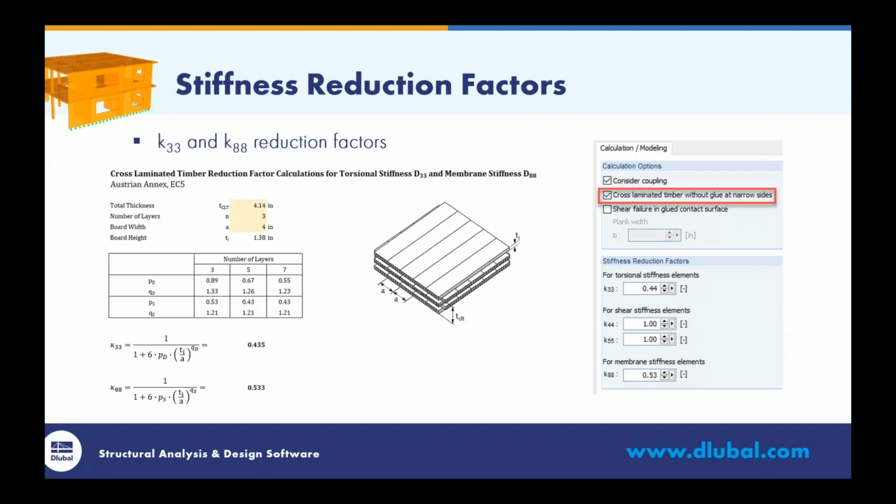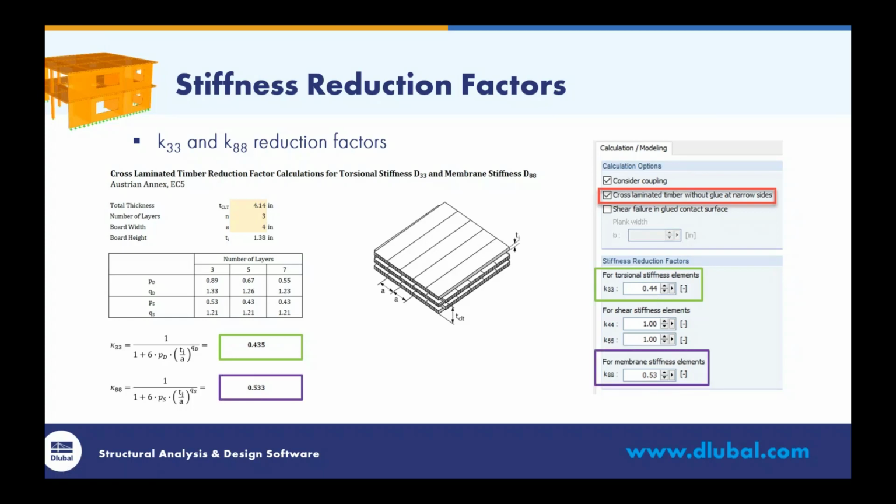We can refer to the EC5, which we'll be doing for today's example, but of course you want to take this by case basis. So I have just a simple Excel file on my computer that references these equations from the EC5, and you can see that I just need to input in the total thickness of my panel, which is 4.14 inches. The number of layers is 3, and my approximate board width, which is given to me from the manufacturer, is 4 inches. Now, from these equations from the EC5, we'll determine that K33 is equal to 0.435. Well, this is the information we want to put into the torsional stiffness reduction here, K33, within the program.